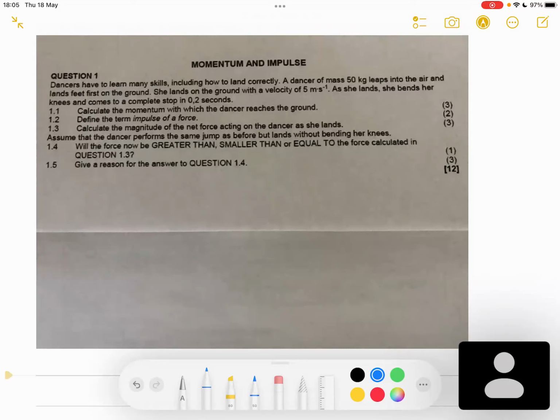So question 1 says, dancers have to learn many skills, including how to land correctly. A dancer of mass 50 kilograms leaps into the air and lands feet first on the ground. She lands on the ground with the velocity of 5 meters per second. As she lands, she bends her knees and comes to a complete stop in 0.2 seconds. 1.1 is calculate the momentum with which the dancer reaches the ground.